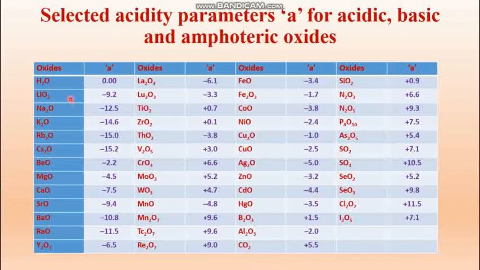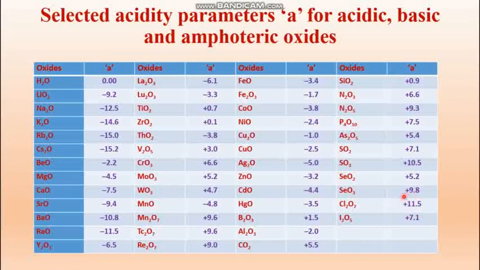Now from lithium oxide to beryllium oxide, it has been found that the negativity decreases. That means along the period from left to right, the acidity parameter A becomes more positive. Here you find that the lowest value is for cesium oxide, minus 15.2 kilojoule per mole. On the other hand, the highest value has been found here for Cl2O7, which is plus 11.5.